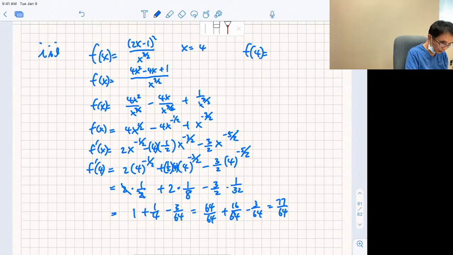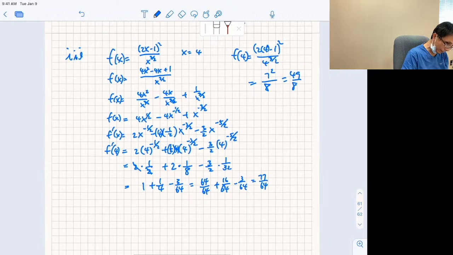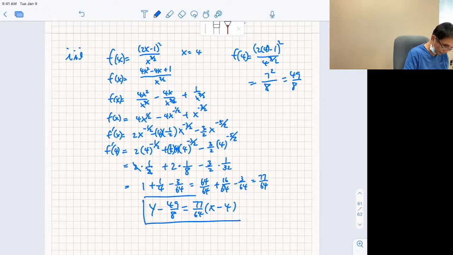f of 4 is going to be 2 times 4 minus 1, and then squared, over 4 to the 3 over 2. So that's equal to 8 minus 1, 7 squared over 8. So it'll be 49 over 8. So it'll be y minus 49 over 8 is equal to 77 over 64 times x minus 4.